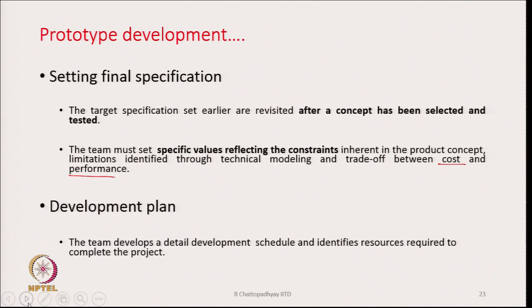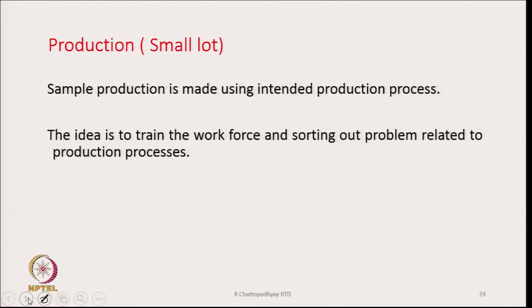After that, the development plan is made, where the team develops a detailed development schedule and identifies resources required to complete this project. Then the development plan, the complete plan of manufacturing, selling, everything, comes. After this, production of a small lot. So, a small lot is produced actually.